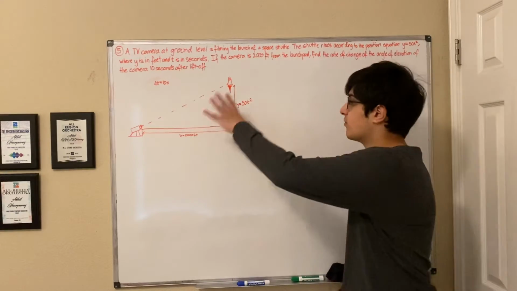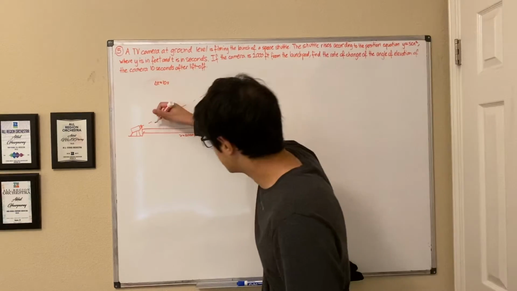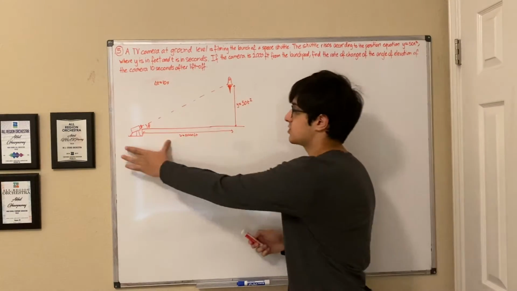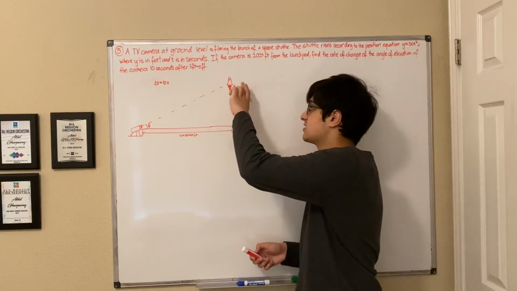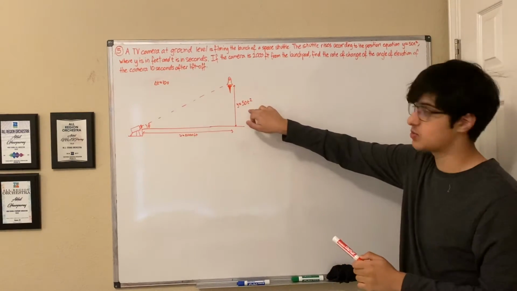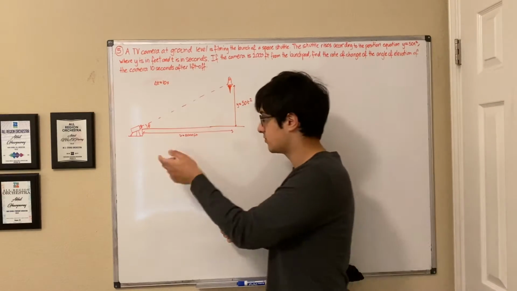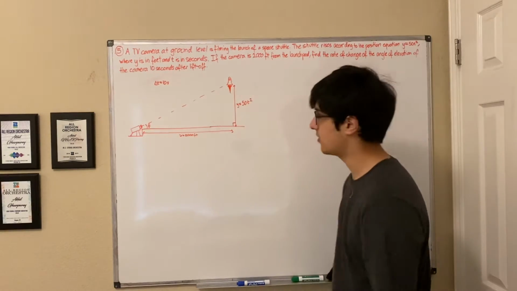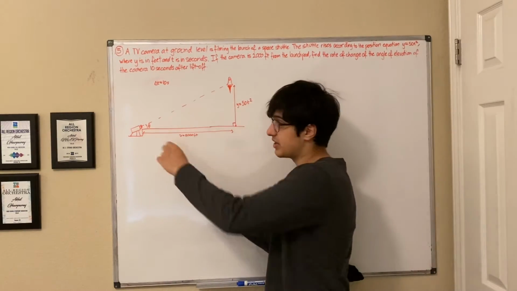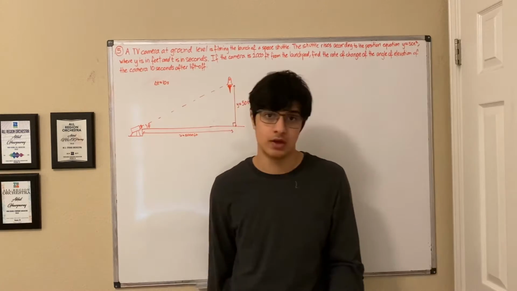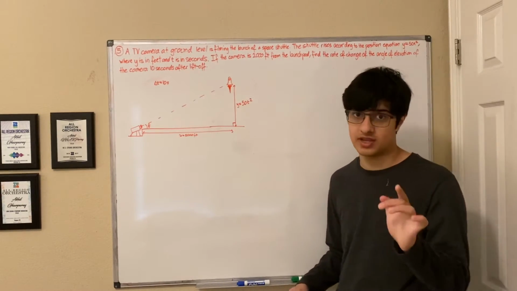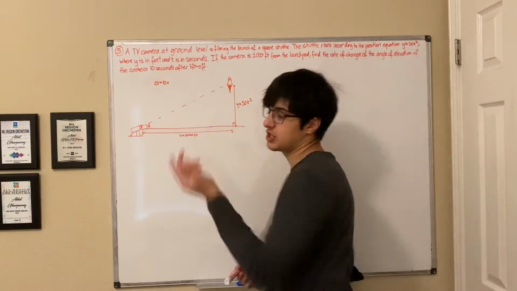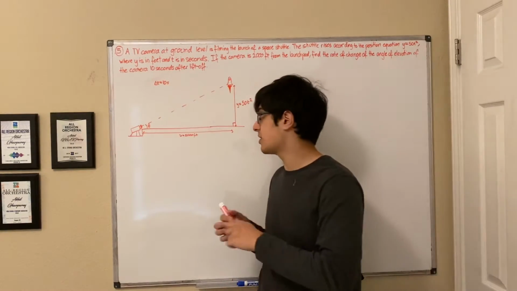In this problem, we're actually given the diagram, and there's one quantity that's missing. We're given that this horizontal distance is 2,000 feet. This vertical distance varies with time, and it's 50 times t squared. So we have y and x, and this angle right here is a right angle. And this angle theta is the angle of elevation of the camera, because that is the angle the camera is tilted upward to view the rocket. We're also given that the time is 10 seconds.